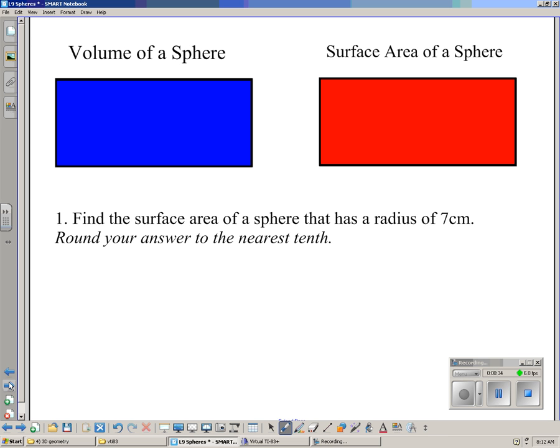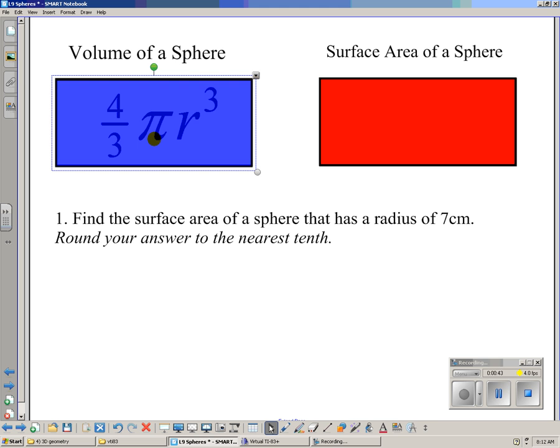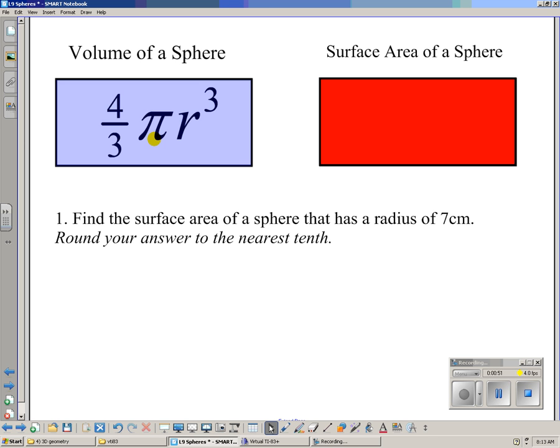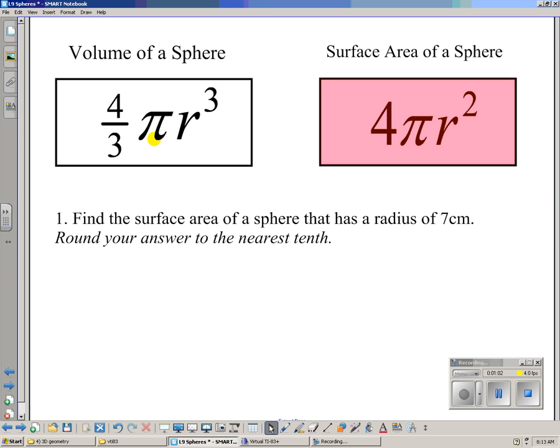The volume of the sphere formula is 4/3 pi r cubed. And the surface area formula for a sphere is 4 pi r squared. And those are on your formula sheet. So let me briefly explain the difference.